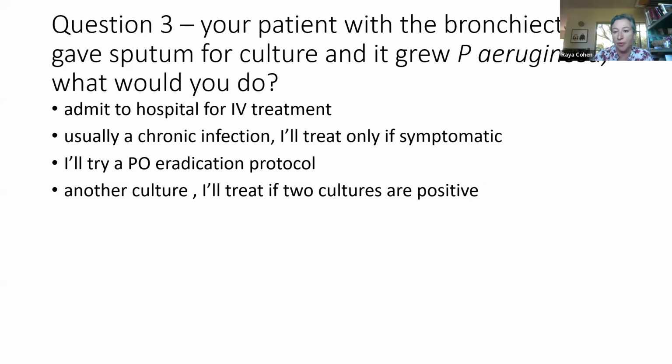If we can have the poll, please. Thank you. Your patient with bronchiectasis gave sputum for culture, and it grew Pseudomonas aeruginosa. What would you do? Please choose one of the answers. The options are: admitting to hospital for IV antibiotics; it's usually a chronic infection, so I'll treat only if symptomatic; I'll try an oral eradication protocol; or send another culture and treat if 2 cultures are positive.